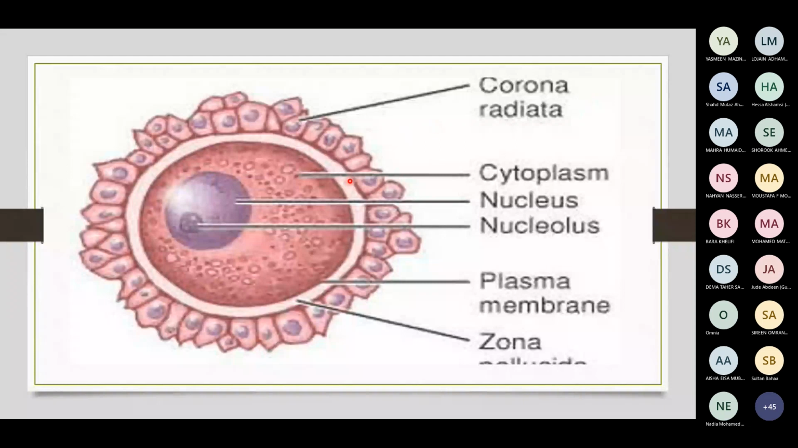The egg is not just one cell on its own, undefended. It has certain layers that cover it and protect it. We have the outer layer, which we call the corona radiata. It's a layer of cells, and you can see it's a very thick layer. Underneath that, we have the zona pellucida, another membrane that covers the egg. And after that, you can see the plasma membrane. So that's why we said we need the enzymes. We want to go through all of these layers to actually reach the egg.